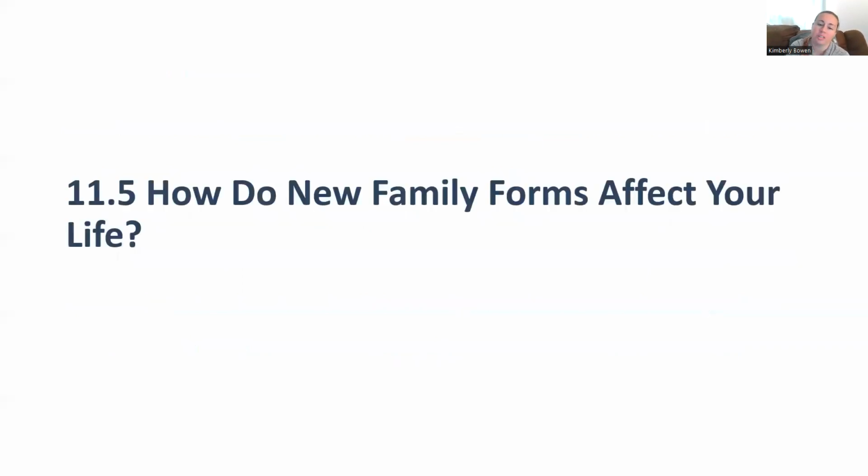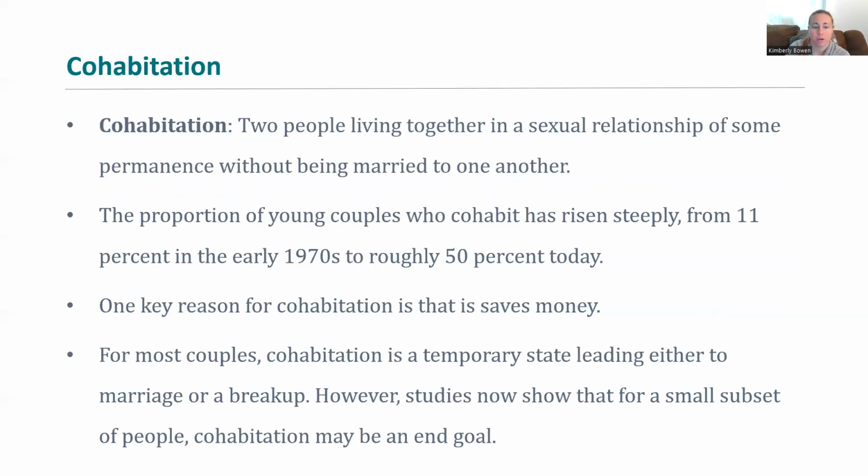All right, so our last section here: how do new families form? Family forms affect your life. So cohabitation, again, is two people living in a sexual relationship with some permanence without being married to one another.